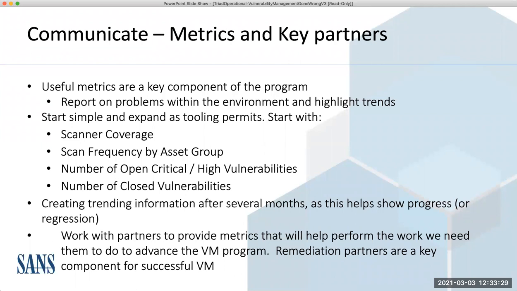When you start to mature the program more, you are going to start looking at, am I actually in compliance? What's coming up against the remediation timeframes that we've set? Maybe what's out of compliance with the policies.